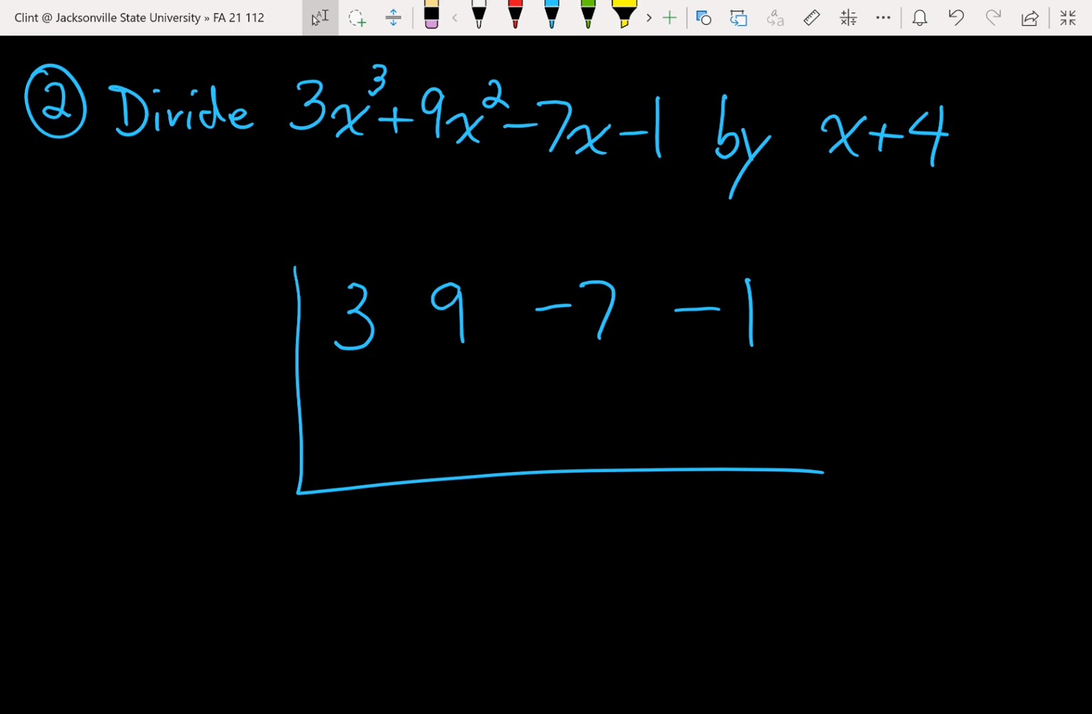And then what number goes out front? You remember? Yeah, we take the opposite of what we have over here. So if it was x plus 4, we're going to put negative 4 up front, so negative 4.